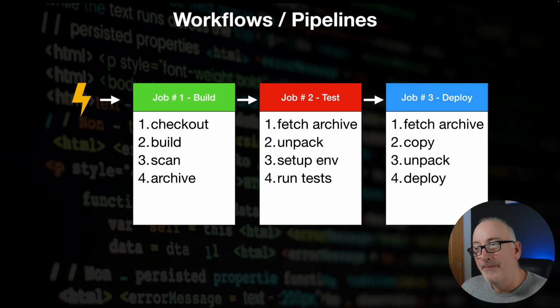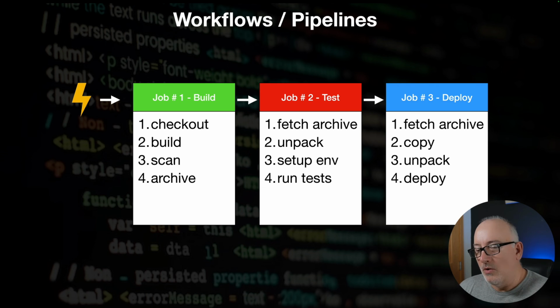And then that could lead to another job, for example, a test job, where you fetch that archive, you unpack it, you set up a testing environment, and then you run those unit tests. And then you put the test results in an archive that's accessible also. And then finally, maybe that test job kicks off a deployment job to a testing environment. And again, we start off by fetching that same archive that was built in step number 1. We copy it, maybe use an SCP over to a server, and then we unpack it, and then we deploy that.